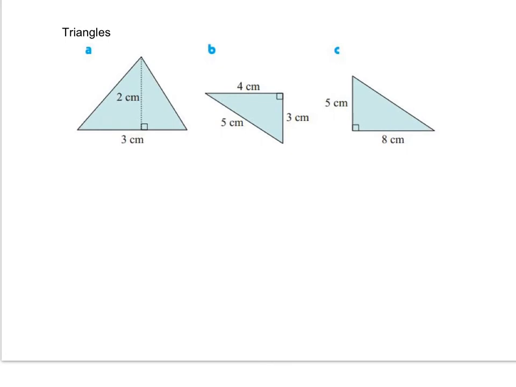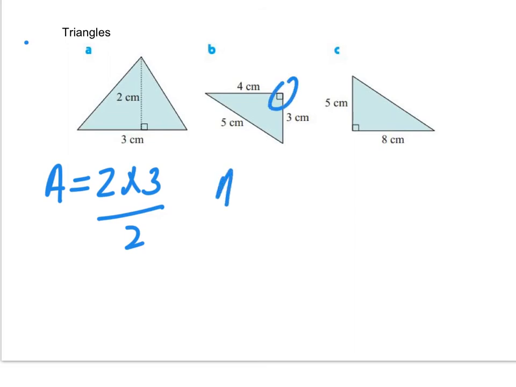Triangles then, simple. The area of a triangle is the base times the height, divided by 2. With triangles again, look for the 90-degree symbol. See that? What two lengths touch at the 90-degree symbol? The 2 and the 3. So that's the base and the height, and you multiply the two of them: 2 times 3 divided by 2. Again, look at this one, 90-degree symbol. It connects the 4 and the 3. Area equals 4 times 3 divided by 2.